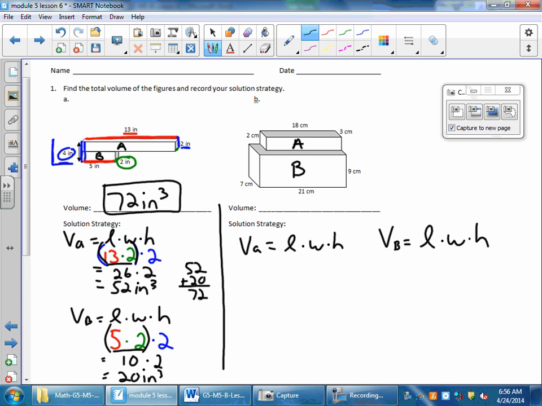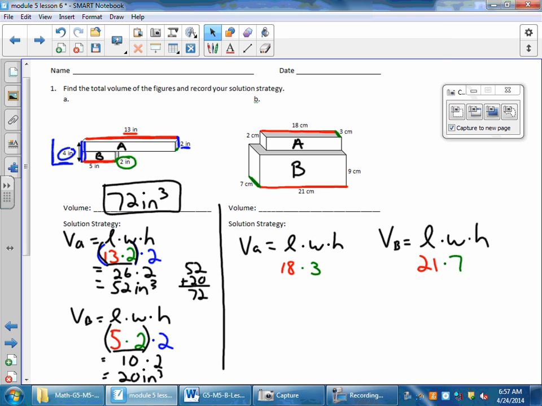Now let's just plug in the numbers. Let's find the length for each. It looks clear that 18 centimeters is your length of A. It looks clear that 21 is your length of B. I'm now going to find the width. Okay. The width of A appears to be right here. The width of B looks like it's shown on the other side of B. It looks to be 7 centimeters.